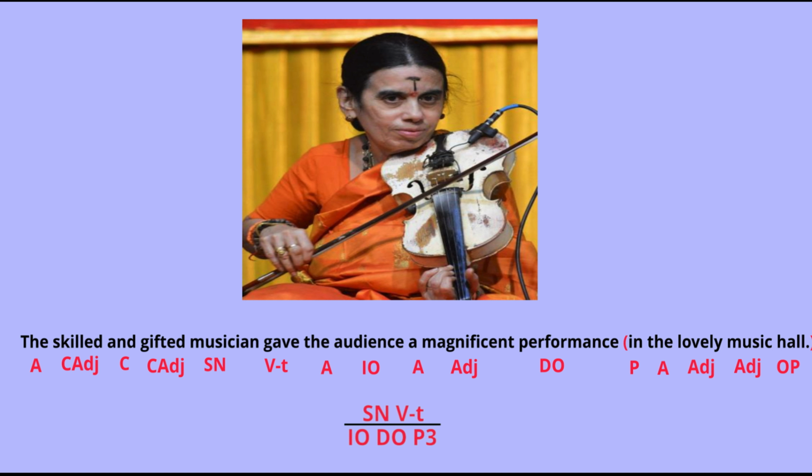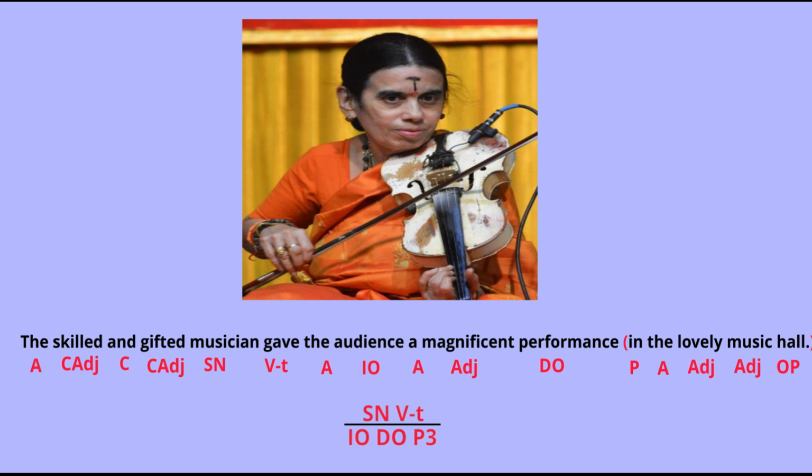So, the musician gave performance to whom? To the audience. So, audience will become the indirect object. The is an article adjective, audience is the indirect object. A magnificent performance. A is an article adjective. What kind of performance? Magnificent performance. So, magnificent will be the adjective because it is describing the performance. And the last piece of the sentence is in the lovely music hall. Let's find out if in is the preposition. Let's ask the question, in what? In hall. Hall is the noun.